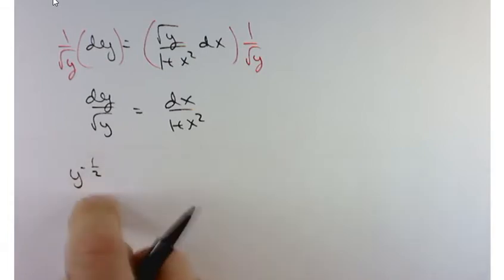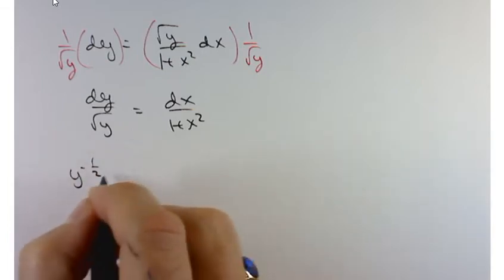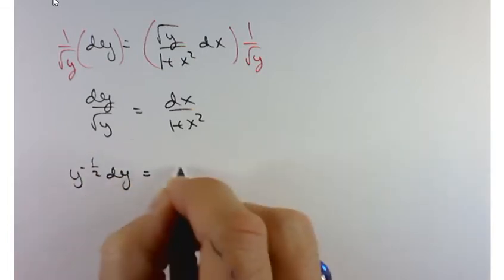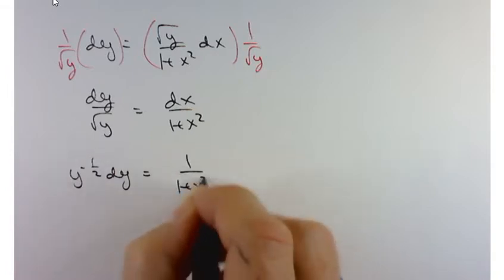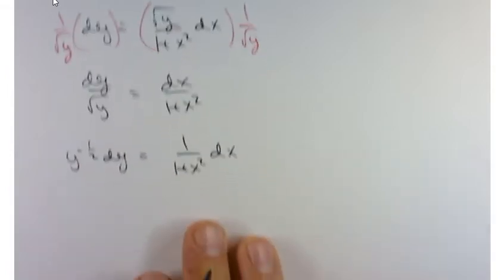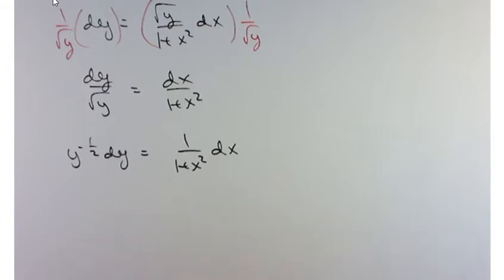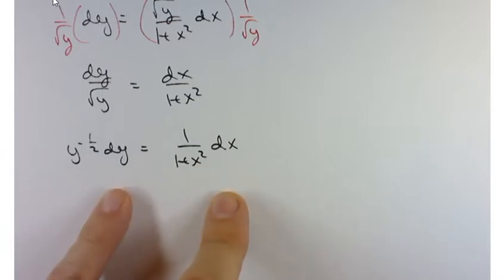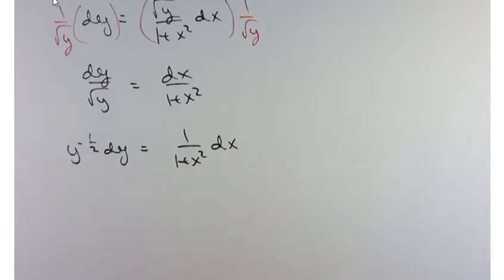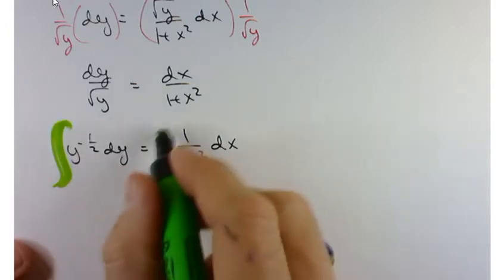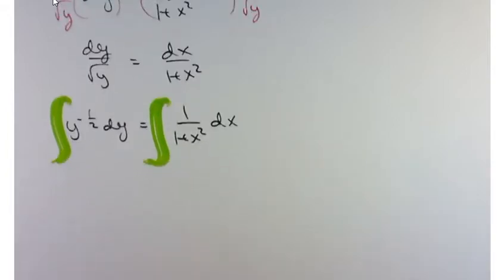I'm going to write this with a negative exponent. y to the negative 1/2 dy equals 1 over 1 plus x squared dx. So just moving things around a little bit. But I still don't have a way to solve for y just yet. I've got these differential terms around. Any suggestion as to what can get rid of the differentials here? Yeah, if you integrate both sides, we can get rid of the differentials.